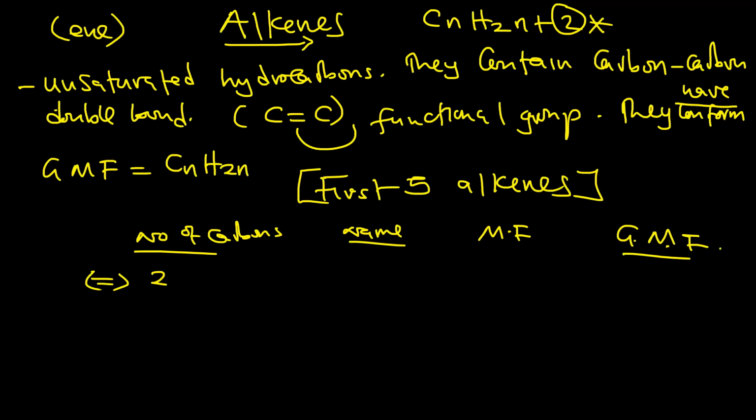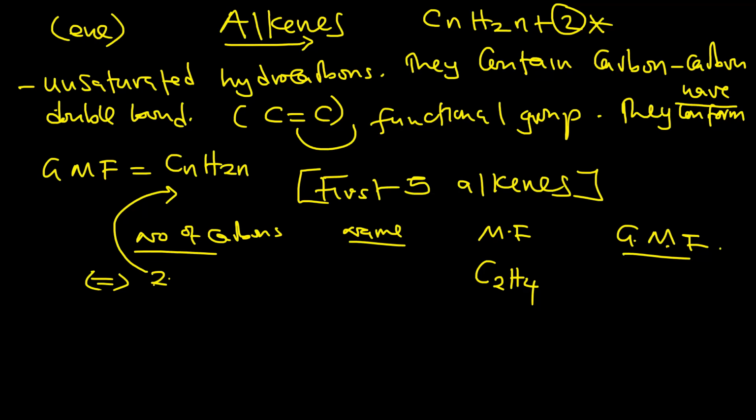Okay? Because the first one is what? Ethene. I guess you've gotten my point here. So for 2 carbons, you are just going to replace n with 2 in this formula. So in terms of molecular formula, it's going to be C2, then 2 multiplied by 2 is just 4. So it's just double the number of carbons to find the number of hydrogens. And this is how you'll be able to identify them.